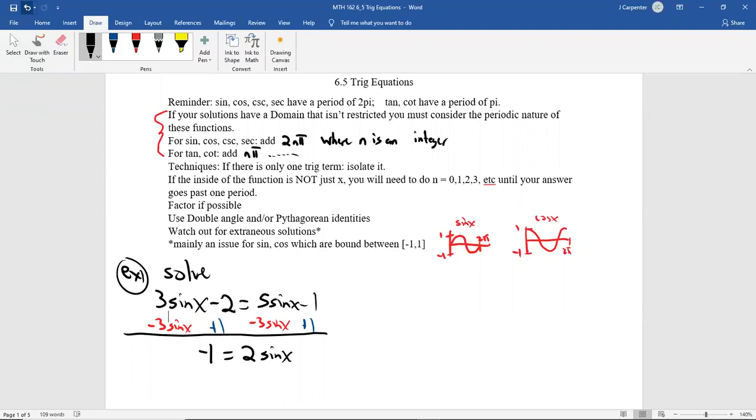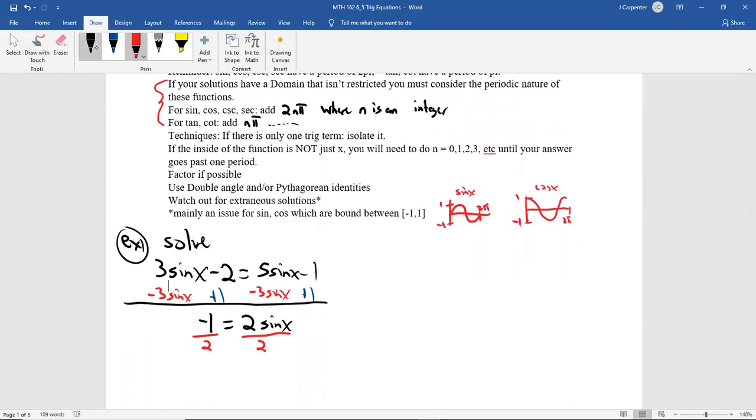And the sine x is almost isolated, but we need to get rid of that 2. We do so by dividing, because what we're looking at currently is a times. And that's going to give us -1/2 is equal to sine of x. And I'm not done. I'm not saying this is the answer. I'm just pointing out this is what I mean.